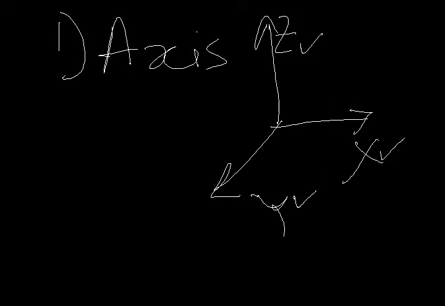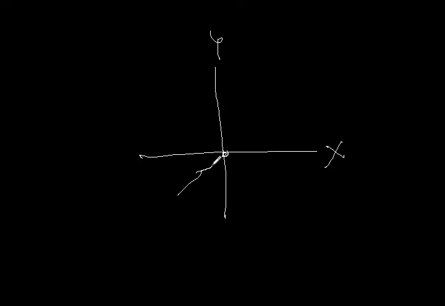Now the second thing that we need to do here is to choose an origin. So what you do is you plot x and y like this and you choose an origin here. Say the origin is the point of intersection of the two axes x and y.